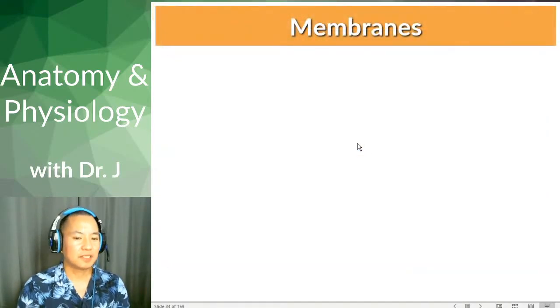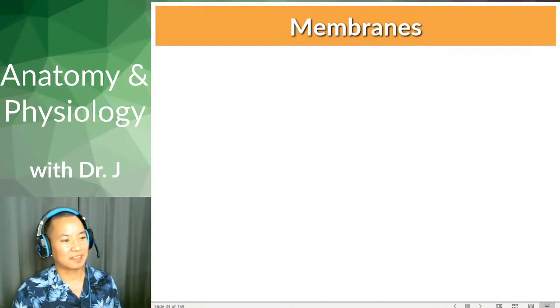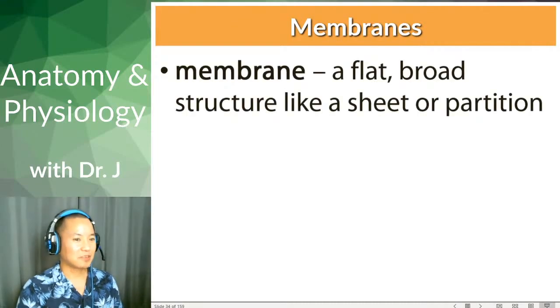So what is a membrane? What is this membrane word I'm talking about? A membrane in general is a flat, broad structure, just like a bed sheet or something. It's something that's flat, very broad, very wide. Now, this is where you have to be careful, and I'll try to be as precise as possible.